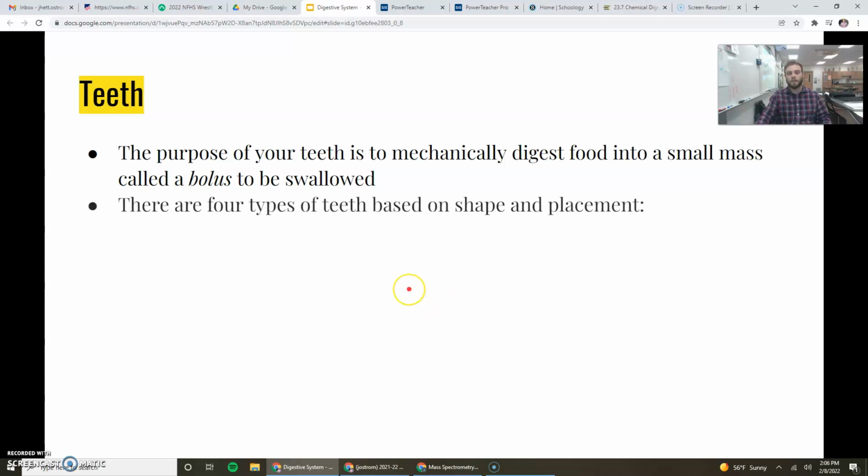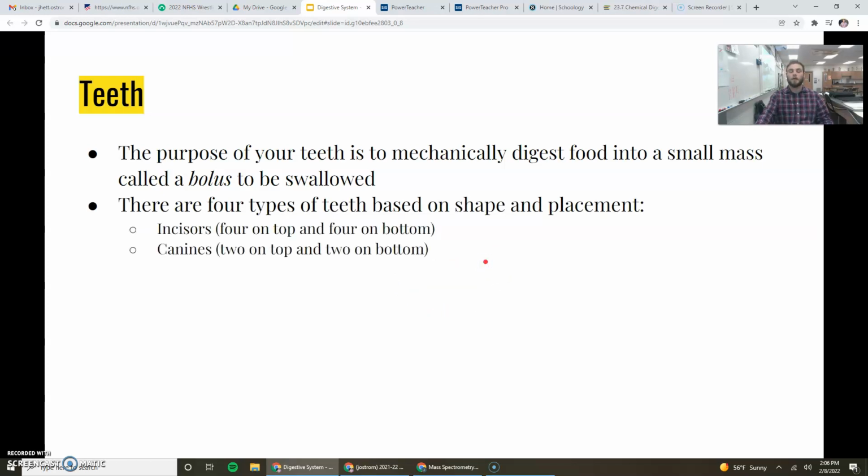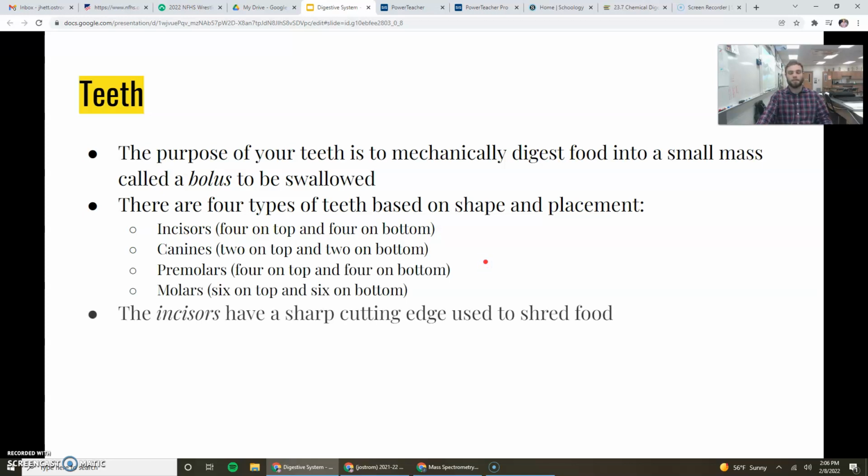But you have four types of teeth named based on shape and placement. You have your incisors, 4 on the top and 4 on the bottom. Your canines, 2 on top, 2 on bottom. Your premolars, 4 on top and 4 on bottom. And then your molars, and you have 6 of those on top and 6 on bottom.